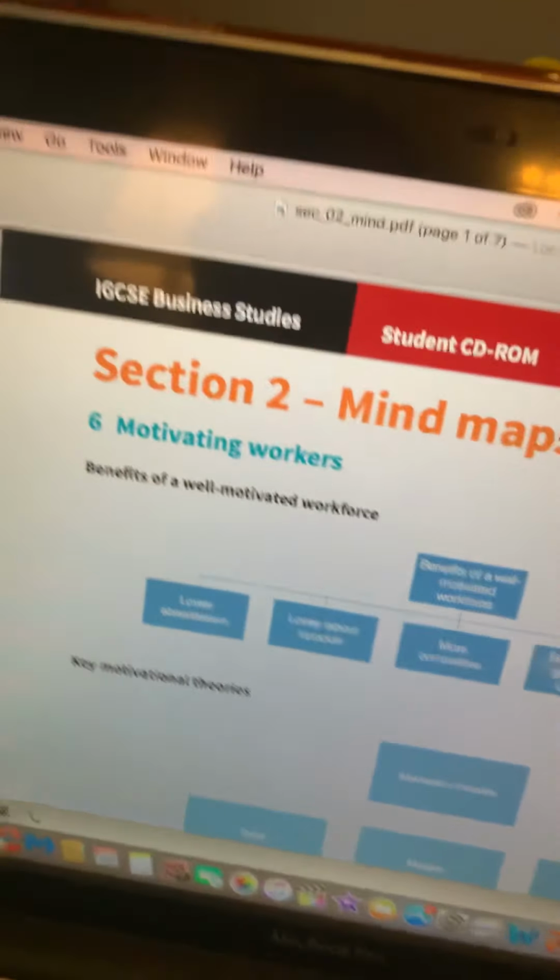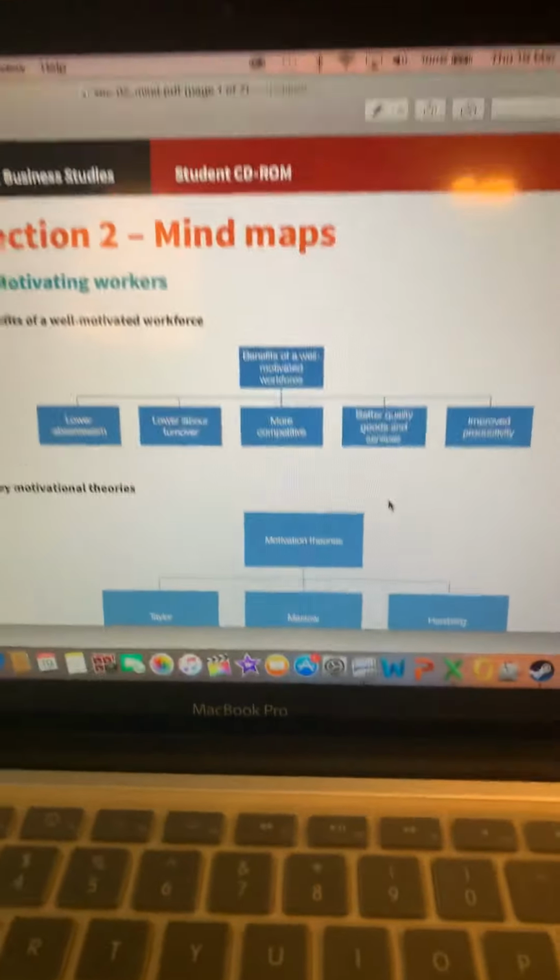I'm going to go through the next part, which is section number two, very quickly. Let me see over here. Section number two, mind maps. You guys would probably have this as well. I remember printing this out for you, and this is what it looks like. This is the mind maps for section number two.